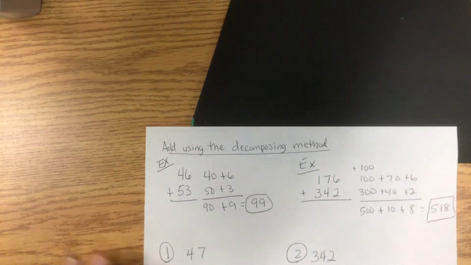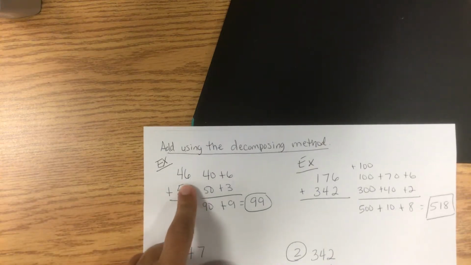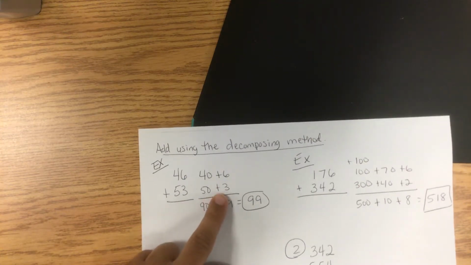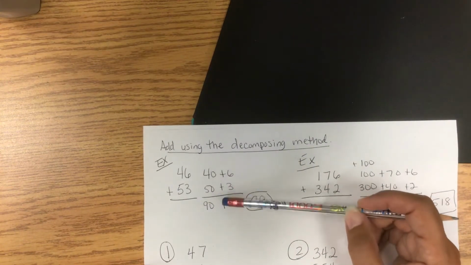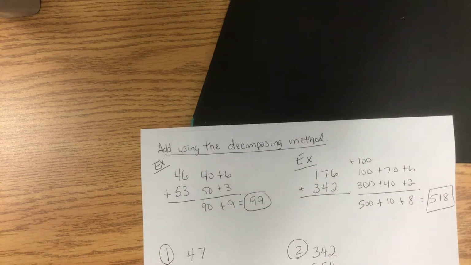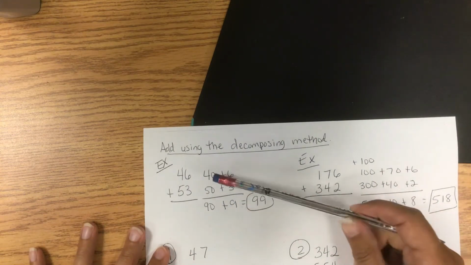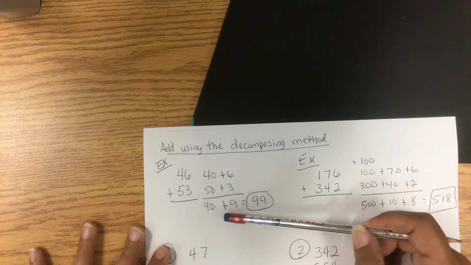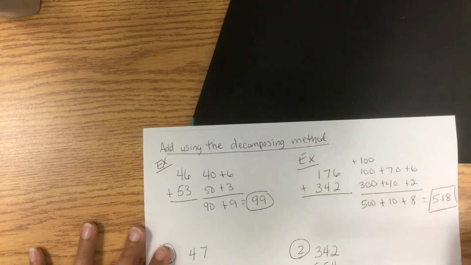I've got the 2-digit numbers 46 and 53, and I want to add those. I'm going to decompose 46 into 40 plus 6 and 53 into 50 plus 3. Notice I'm keeping my ones on top of each other, my plus signs lined up, and my tens lined up on top of each other. Now I want to add my ones, so 6 plus 3 is 9. 40 plus 50 is 90. In expanded form, it's written as 90 plus 9. But to change that into standard form, we would have 99.